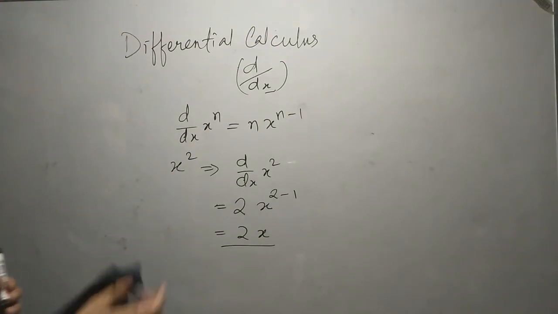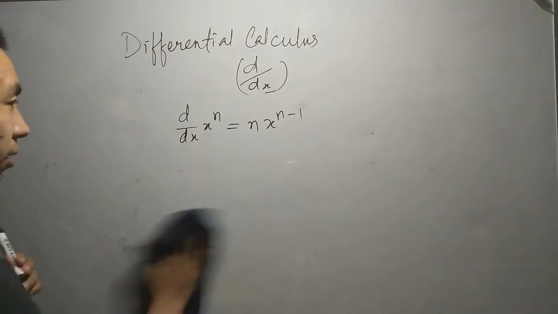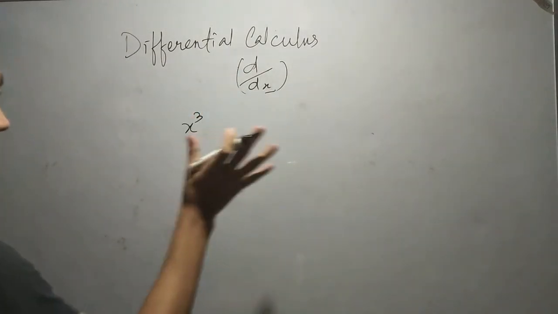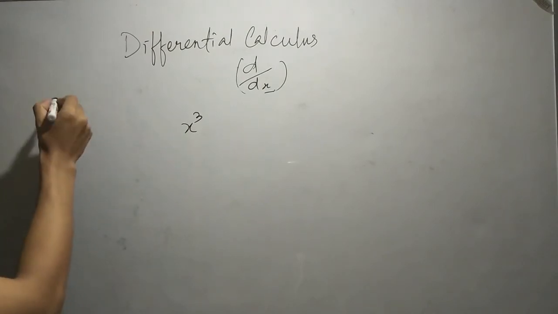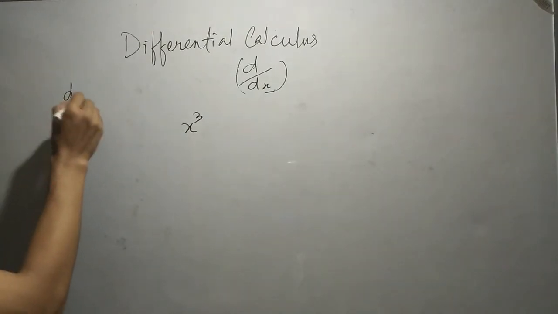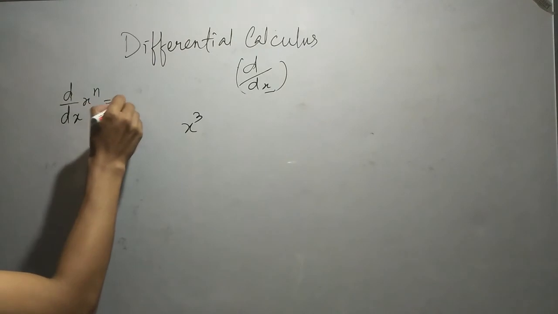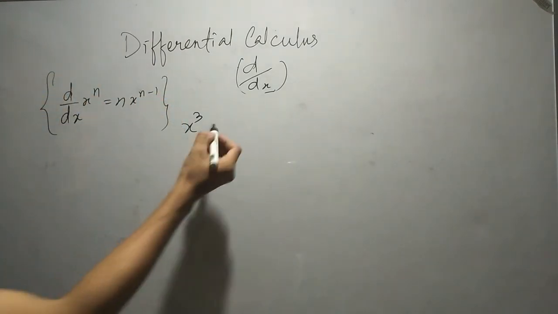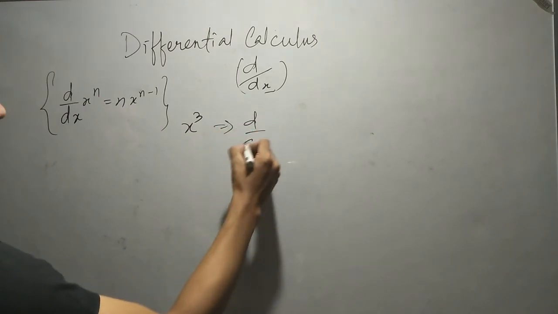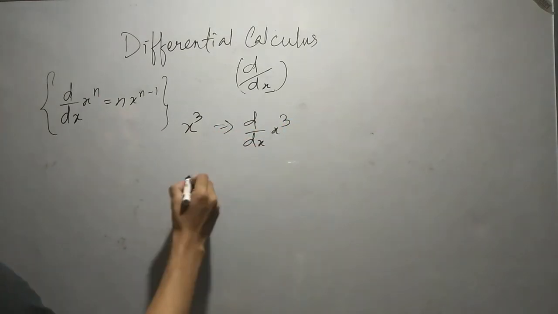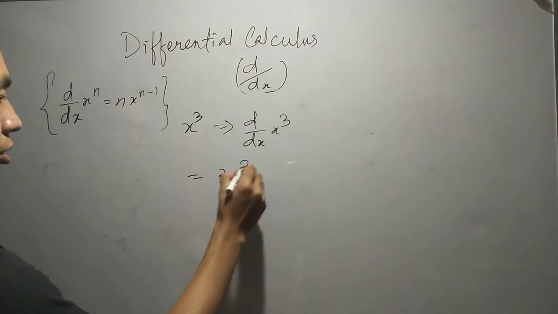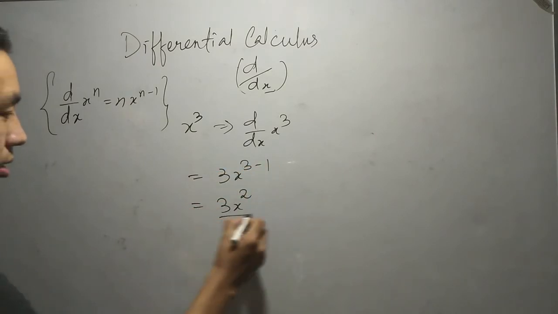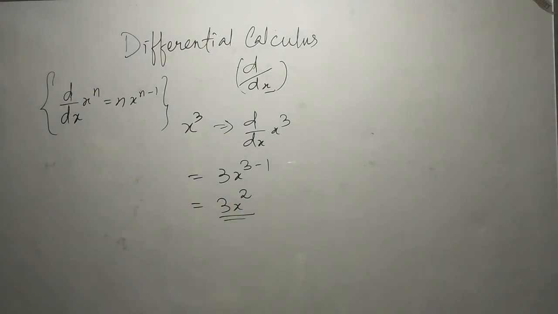Let us try another problem, the next problem, that is x cubed. I have erased the formula, so let me write it for you here: d by dx of x to the power n equals n x to the power n minus 1. This is the formula. Now for x cubed, if I differentiate, d by dx of x cubed equals 3x to the power 3 minus 1, which equals 3x squared, isn't it? So this is the answer.